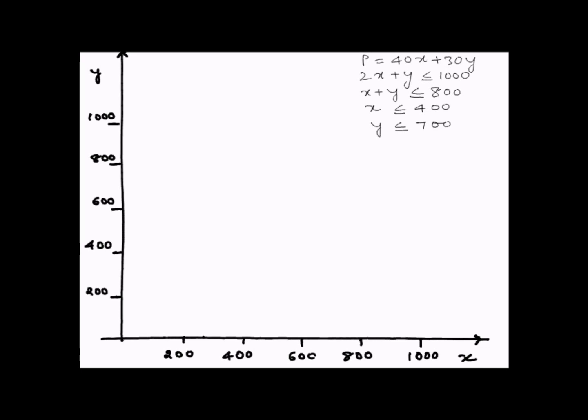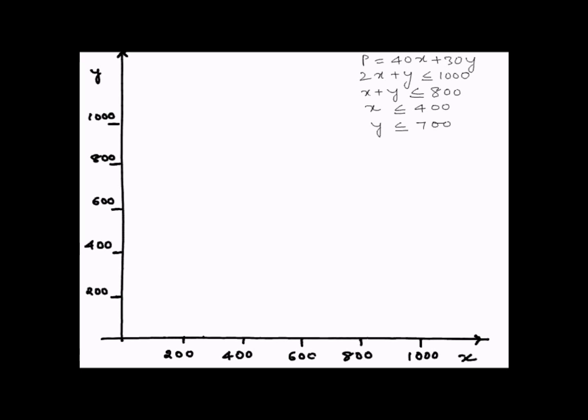So first we'll start with plotting the constraints so that we can eliminate the area or the values of x and y which do not meet these constraints. So in order to plot the constraints, we'll drop the inequality sign. So we'll consider 2x plus y is equal to 1000, x plus y is equal to 800, x is equal to 400, and y is equal to 700. All of these equations are linear equations, so these will form a straight line.